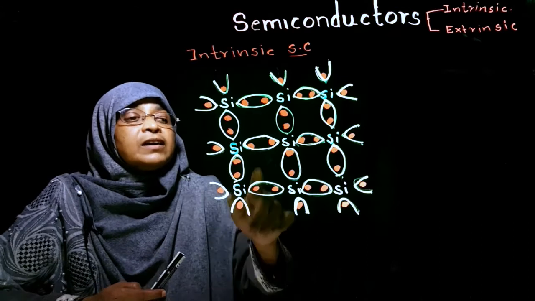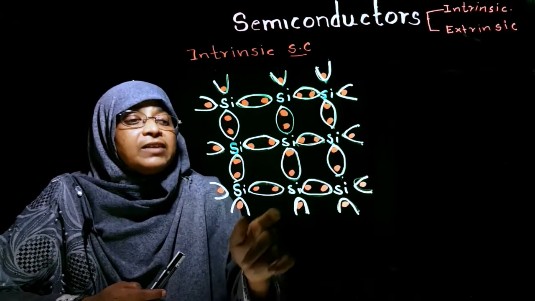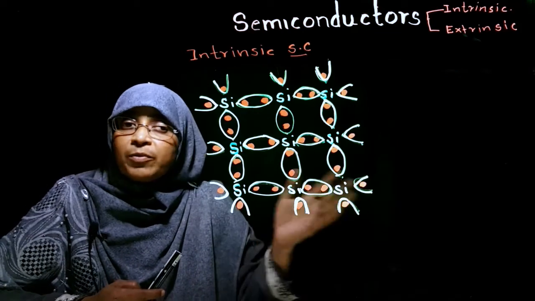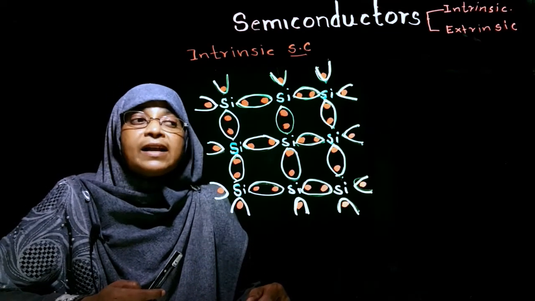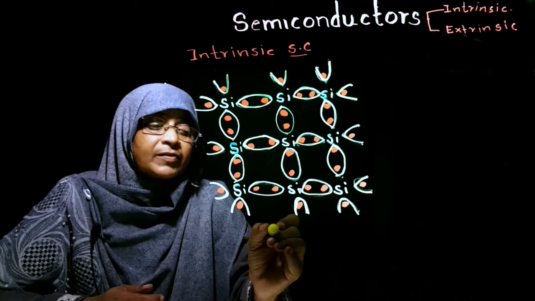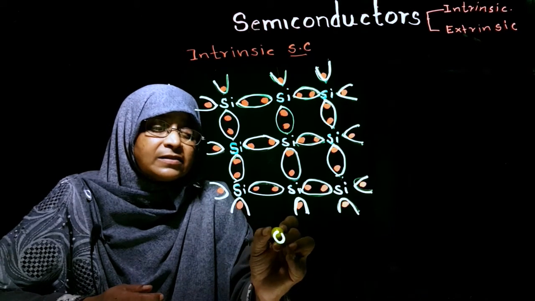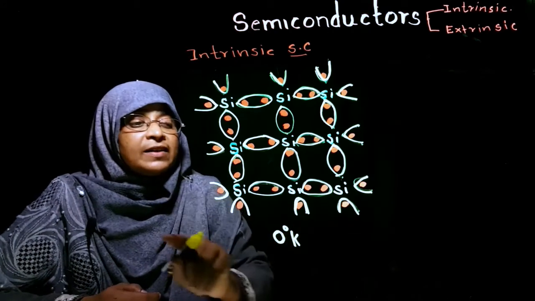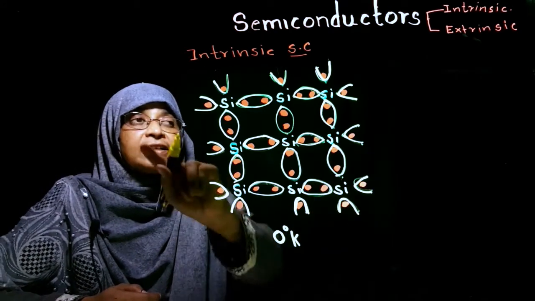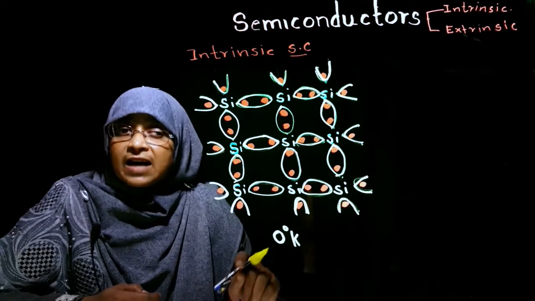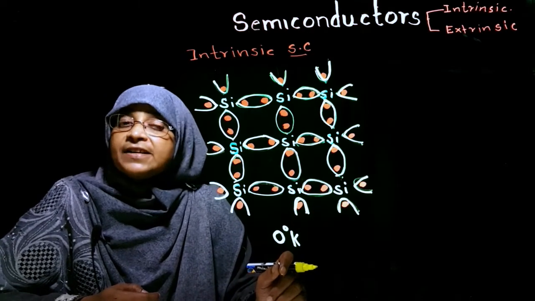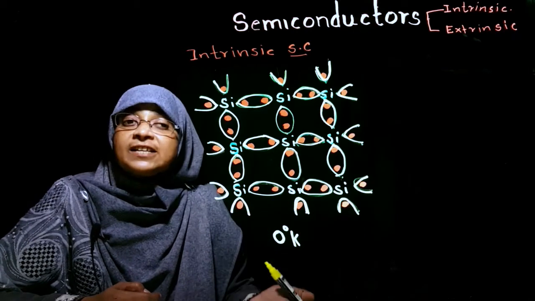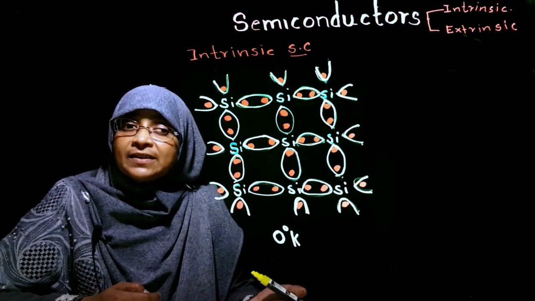Now we can't see any free electrons here. So there is no possibility of an electric current flowing at 0 K. So at absolute zero temperature, this lattice does not conduct electricity. But when the temperature increases, what will happen? Let's see.